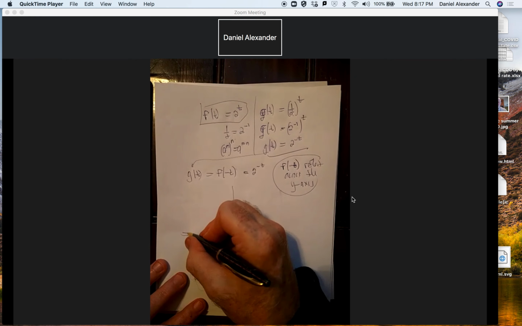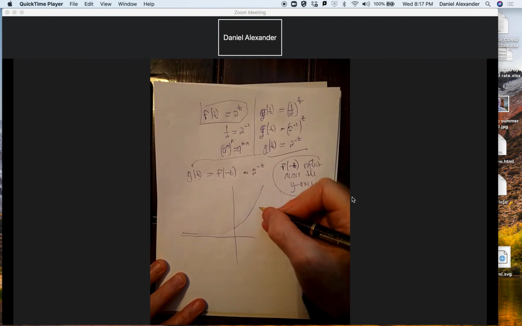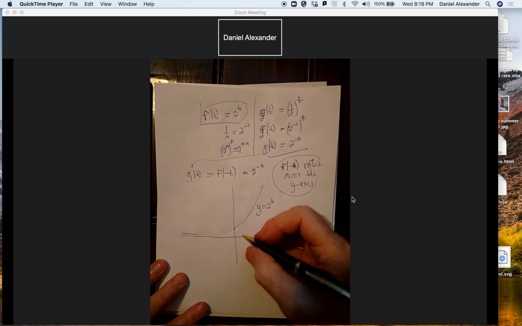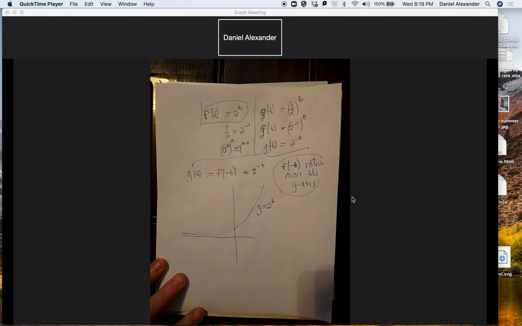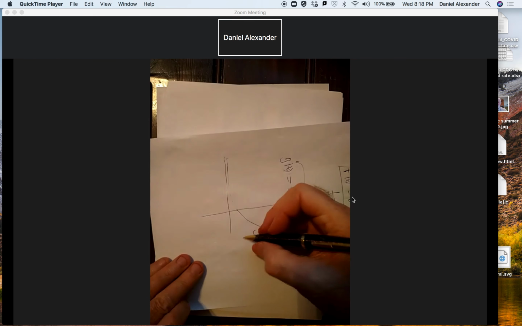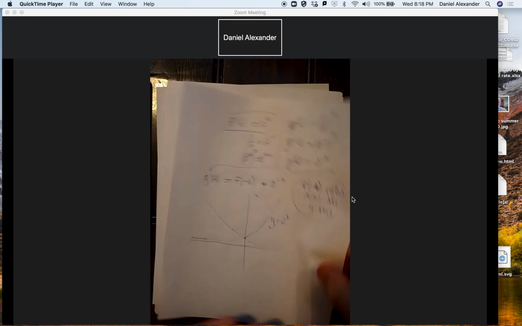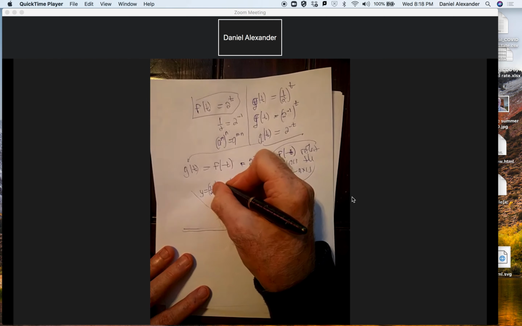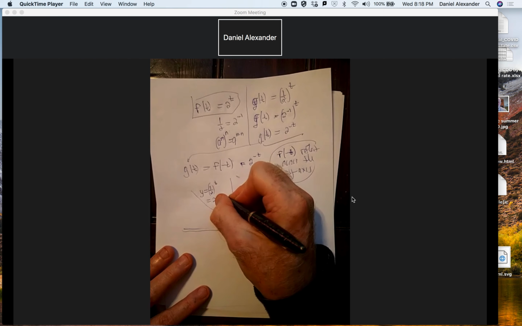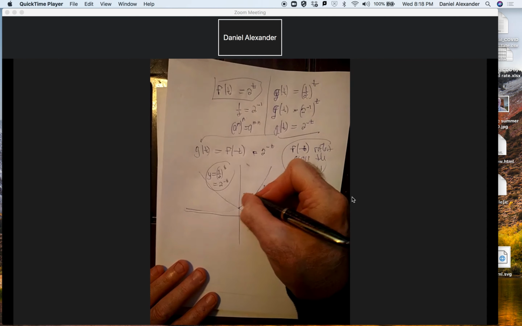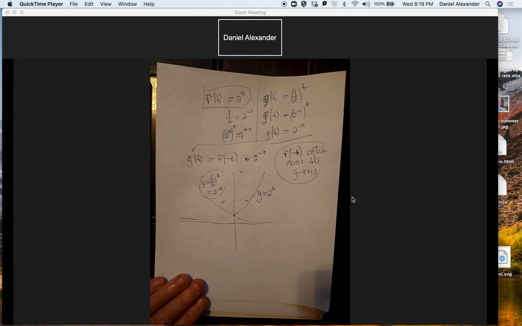That's why this is the graph of y equals 2 to the t. And then over here, I know I'm going to mess this up, so let me do this so I can fix it. This is going to be the graph of y equals 1/2 to the t, which is 2 to the minus t. This is just a reflection across the y-axis.